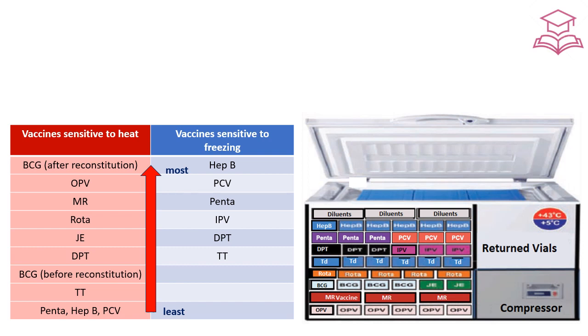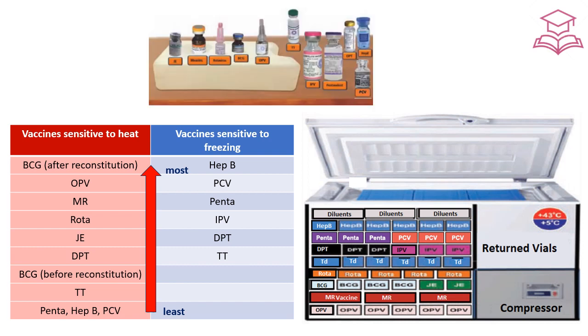Now the vaccine sensitive to freezing. Most freeze sensitive vaccine is hepatitis B followed by pneumococcal, penta, IPV, DPT and TT. Now, you can see this is how the vaccines have to be kept during a routine immunization session. So, the vaccines kept on the ice pack are JE, measles, rotavirus, BCG and OPV. All these are heat sensitive vaccines. And the vaccines kept without an ice pack are TT, IPV, pentavalent, pneumococcal, DPT, like that.